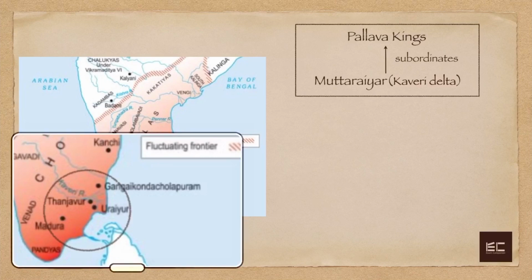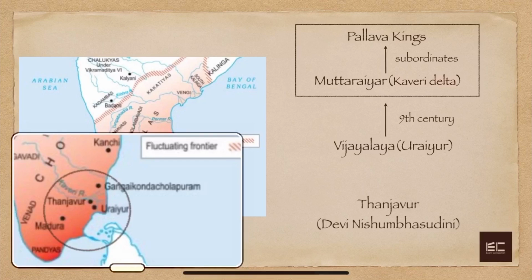But how? Now, Uraiyur was a subordinate or understudy of the Pallava kings. And they controlled Kaveri Delta region for Pallavas. So, in the middle 9th century, Vijayalaya, who was a Chola, conquered Kaveri Delta region from Uraiyur. And he built a town called Thanjavur and also built a temple of Devi Nishumbhasudini there.